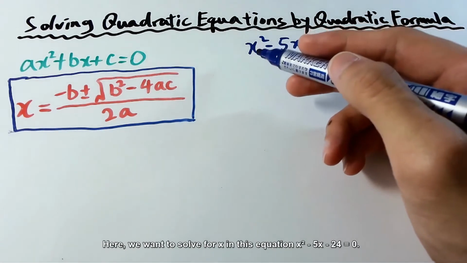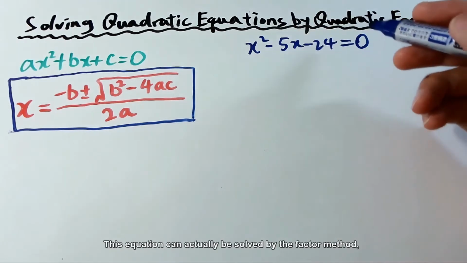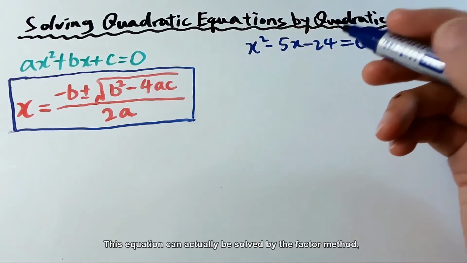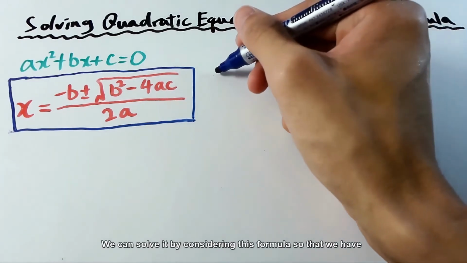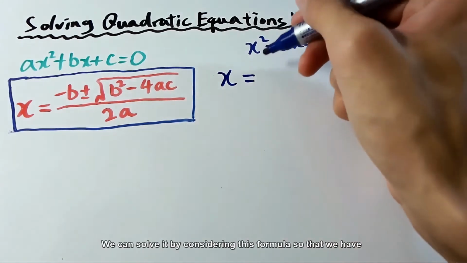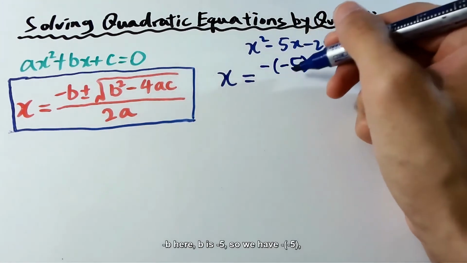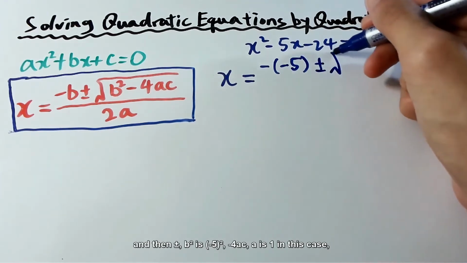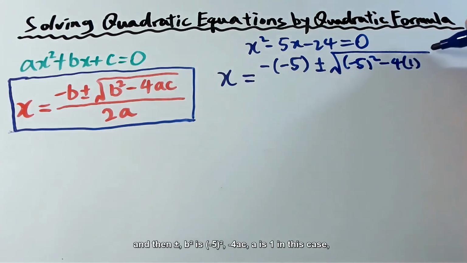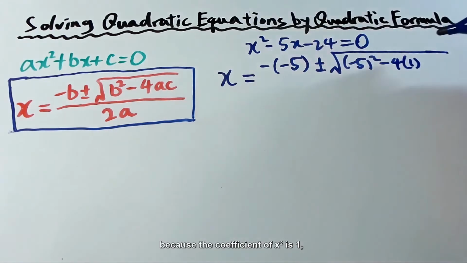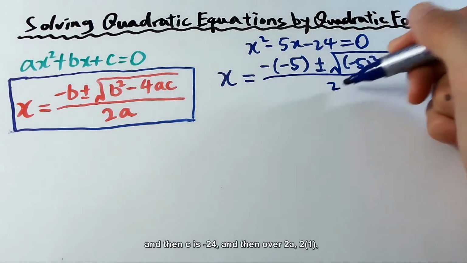Here we want to solve x in this equation, x squared minus 5x minus 24 equals 0. This equation can actually be solved by the factor method, but this time let's try to use the quadratic formula. Okay, we can solve it by considering this formula so that we have minus b here. b is minus 5, so we have minus minus 5, and then plus or minus the square root of b squared, which is minus 5 squared, minus 4ac. a is 1 in this case because the coefficient of x squared is 1, and then c is minus 24, and then over 2a, 2 times 1.